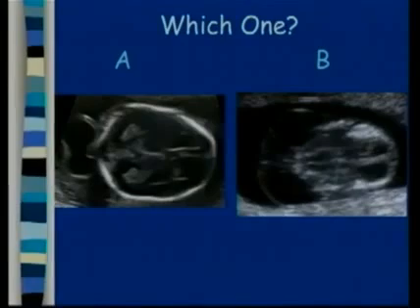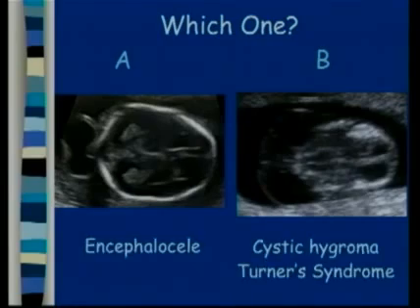Okay, the next one. Would you rather be A, with this fetal head, or B, with this fetal head? Well, A is an encephalocele with a mass off the posterior part of the head, and B is a multiseptated mass from cystic hygroma and Turner syndrome.